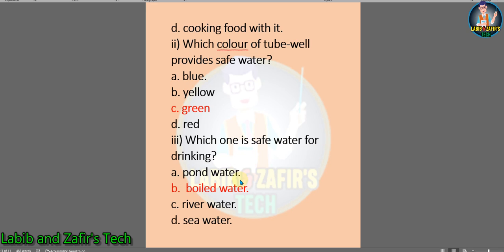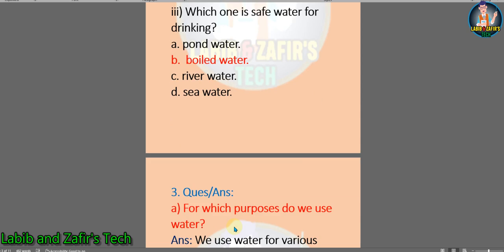And now in the number 3 question, which one is safe water for drinking? A. Pond water. B. Boiled water. C. River water. D. Sea water. So at first, pond water, we know pond water is dirty and it is not clean, so it's not safe for drinking. Then B, boiled water, that is safe for drinking because in boiled water there is no germs. And C, river water, that is not safe because it is also dirty. And D, sea water. We know that sea water is salty, so this is not drinkable.